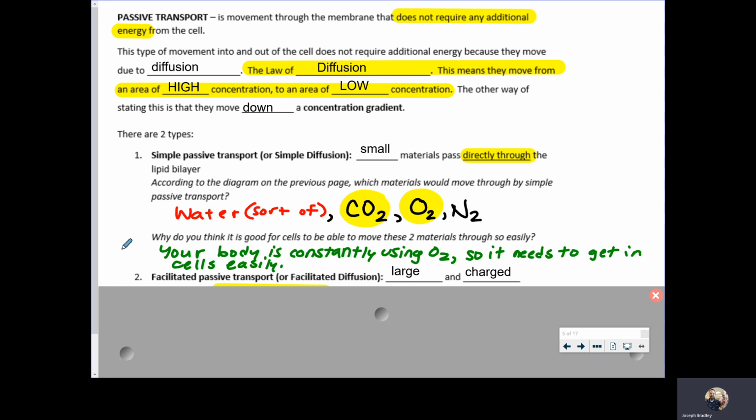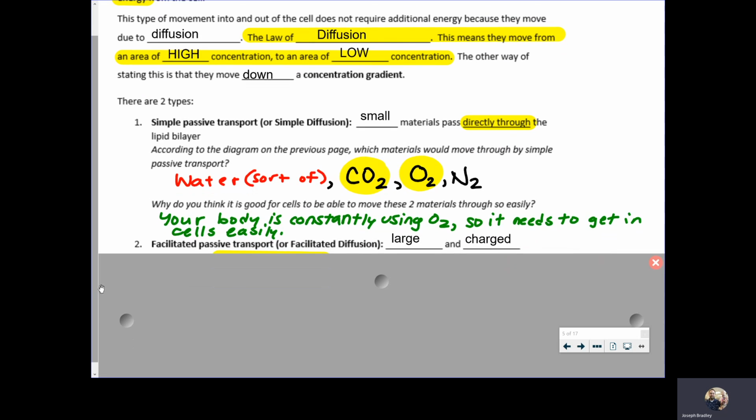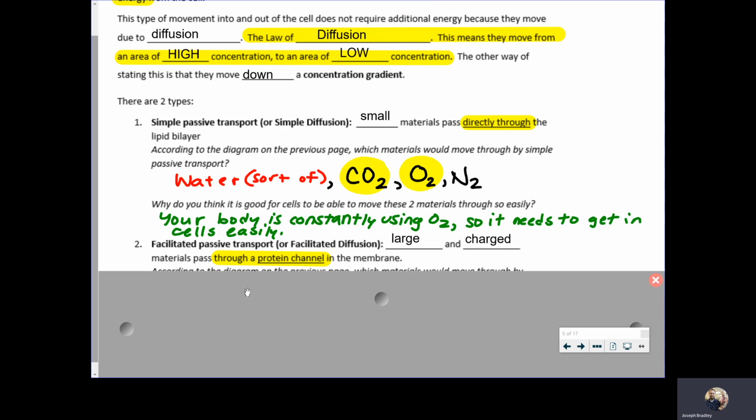The second type of passive transport is called facilitated diffusion or facilitated passive transport. It's how large and charged materials pass through the protein channel.